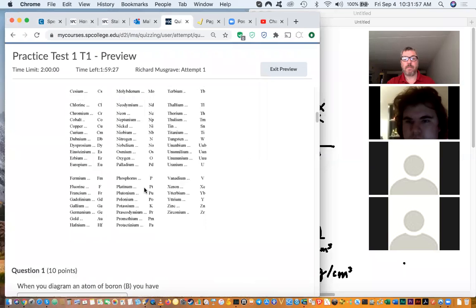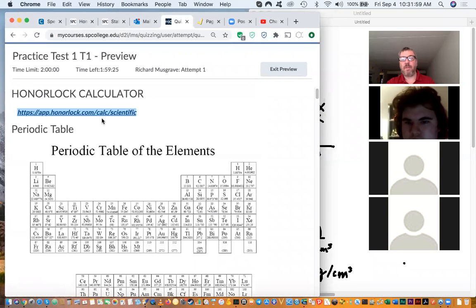Where is the Honor Lock calculator? I missed that. Yeah, up the top here. Do you see the link to it? Okay, gotcha. Now on the real test, it's under a button. When you take the Honor Lock version of the test, there's a scientific calculator button up the top. You'll see it though; it's pretty easy. I think I've got an Honor Lock practice test, so you can take a look there if you're concerned about where the scientific calculator is. But I put this in here so you can practice.